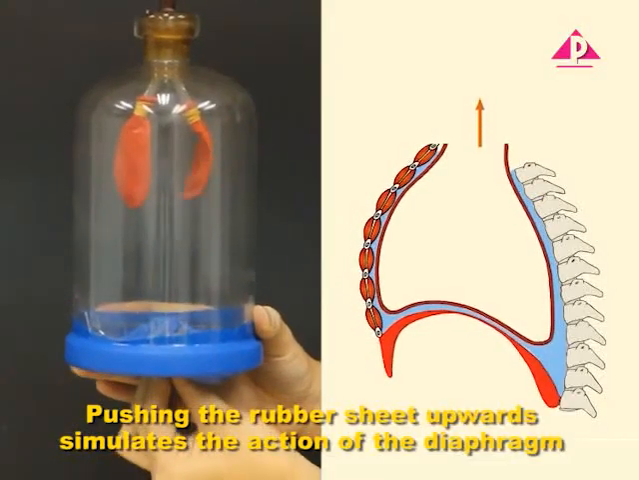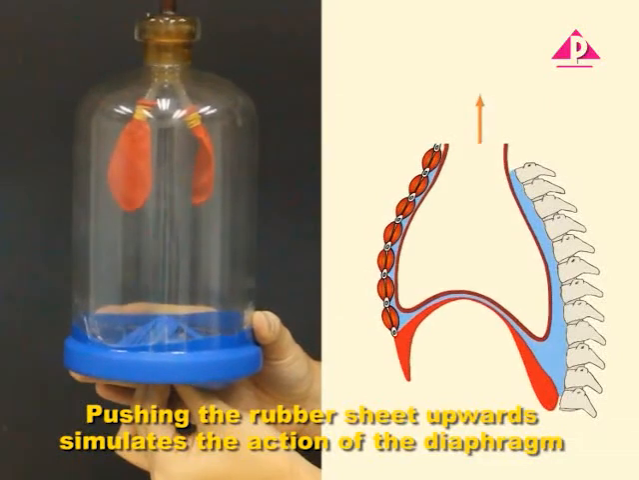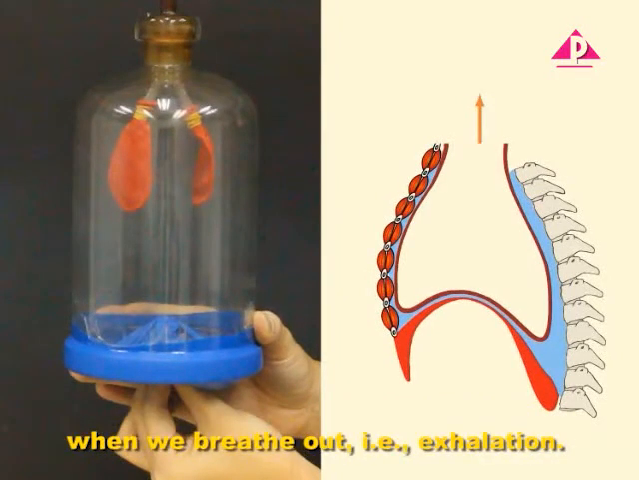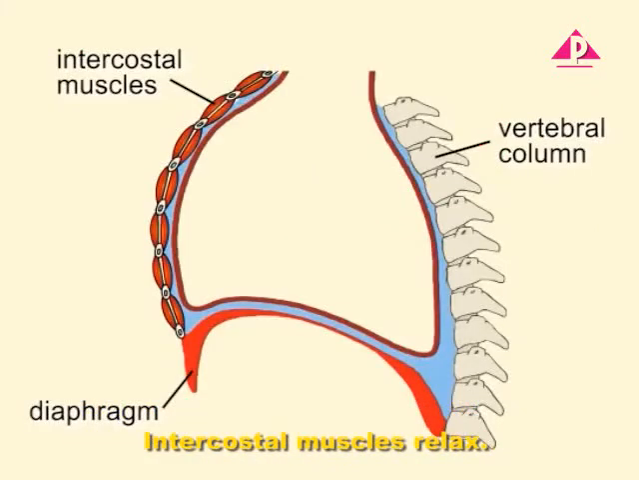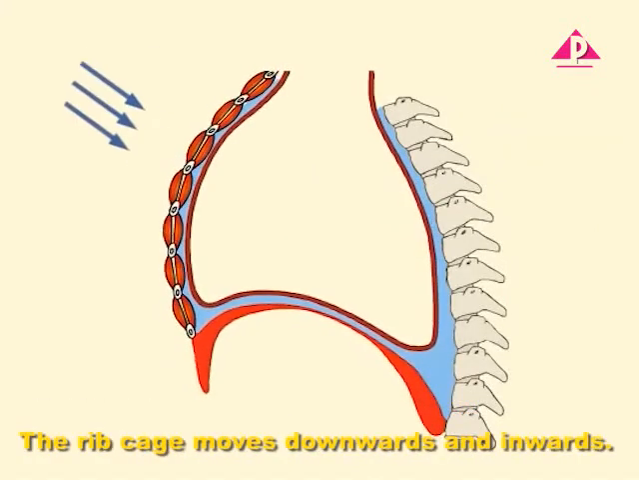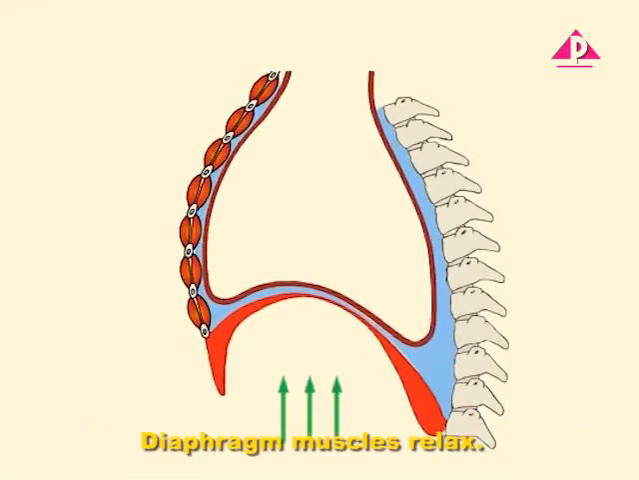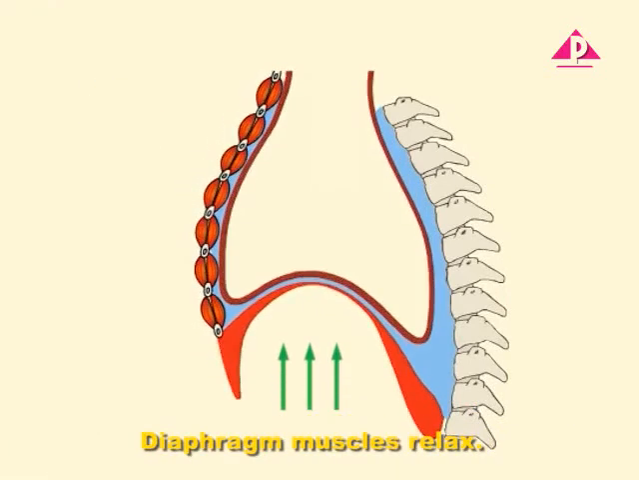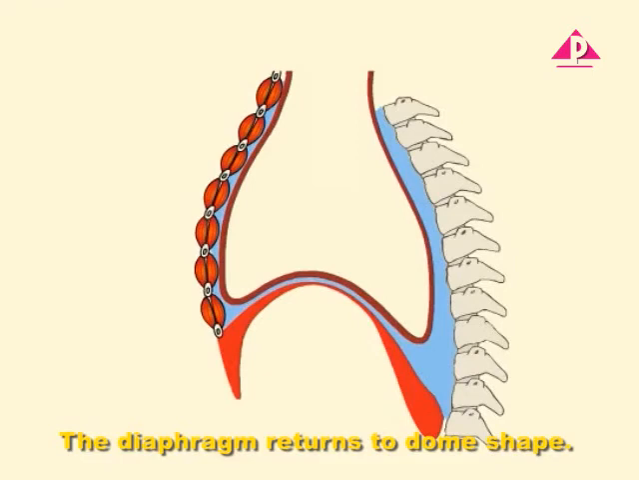Pushing the rubber sheet upwards simulates the action of the diaphragm when we breathe out, that is, exhalation. Intercostal muscles relax. The rib cage moves downwards and inwards. Diaphragm muscles relax. The diaphragm returns to dome shape.